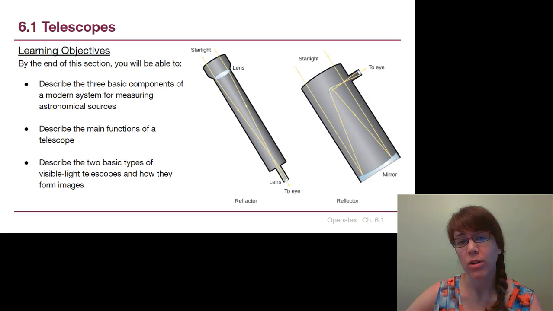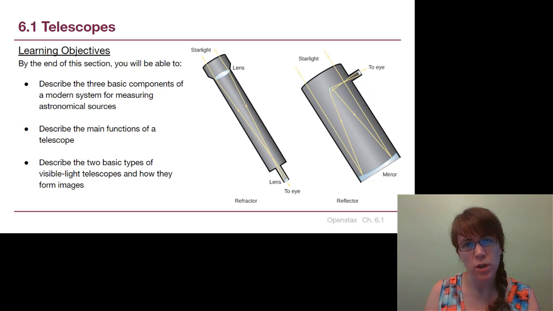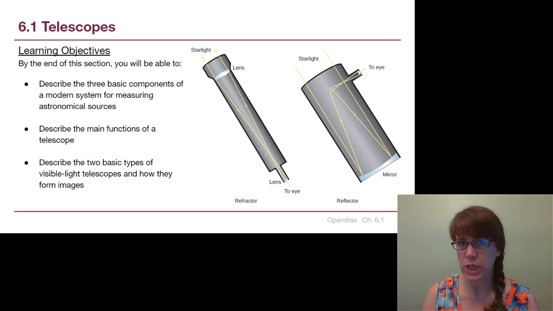In this video, we're going to cover the basics of the types of telescopes that exist in terms of whether they use lenses and refraction or mirrors and reflection. In another video, we'll then cover the highlights of the rest of Chapter 6 in OpenStax Astronomy. But for our purposes, we're not going to spend as much time in this chapter as the content of the chapter itself might seem.